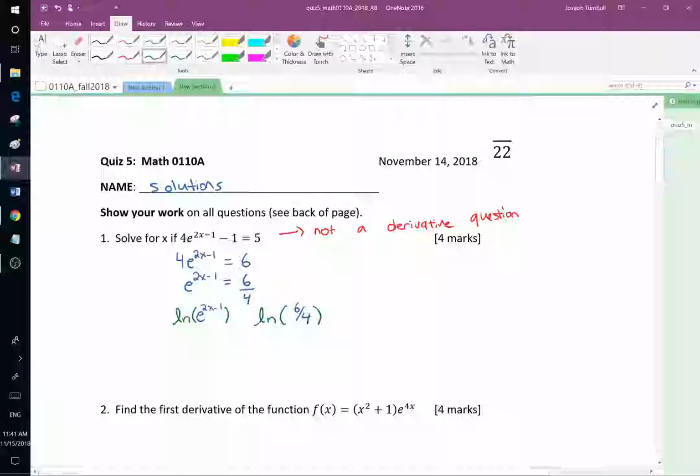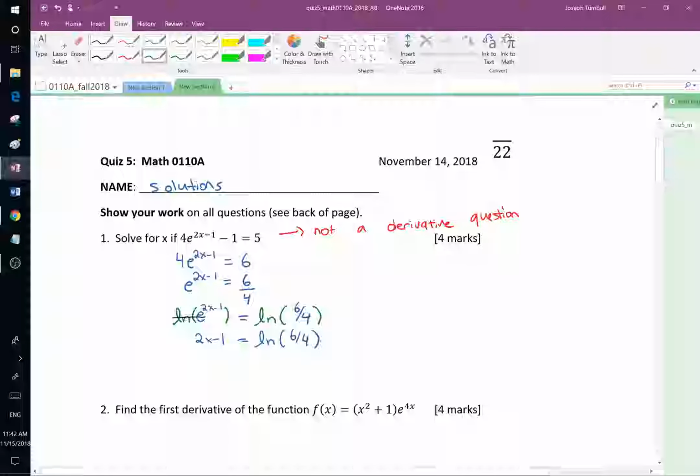On the left-hand side, we have ln e, so log base e of e. The cancellation law allows us to cancel the ln and the e. And what we're left with on the left-hand side is just 2x minus 1. And that's why we did that, because we wanted to have access to a cancellation law.